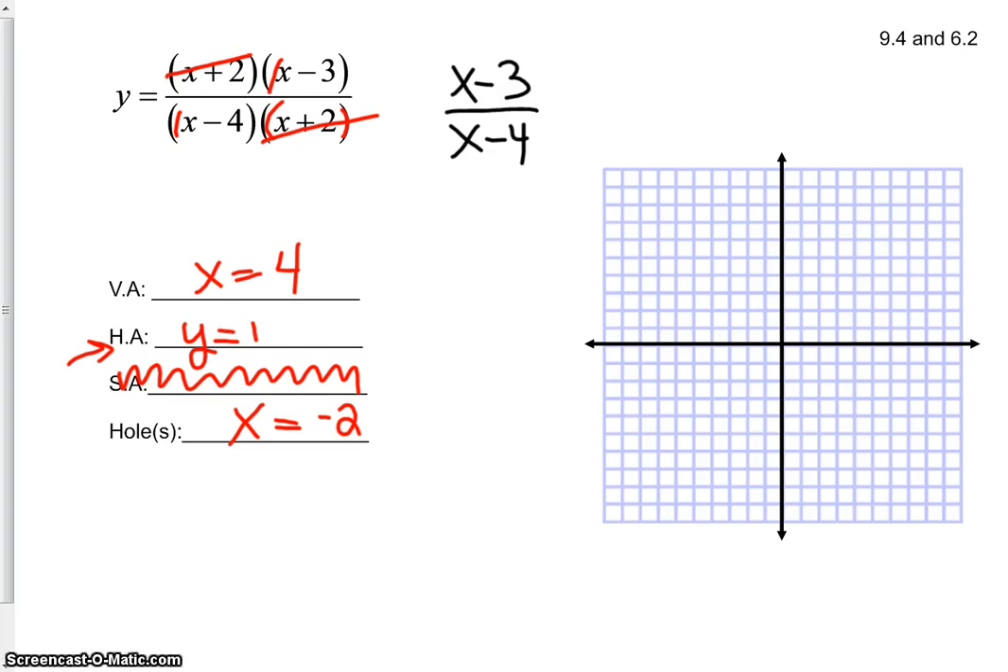So for my vertical asymptote of x equals 4, I count 1, 2, 3, 4, and I am right here. All right, there we go. I wanted to extend that. For the horizontal asymptote, I am at y equals 1, so I'm right here. There we go, at y equals 1. So there's my asymptotes.